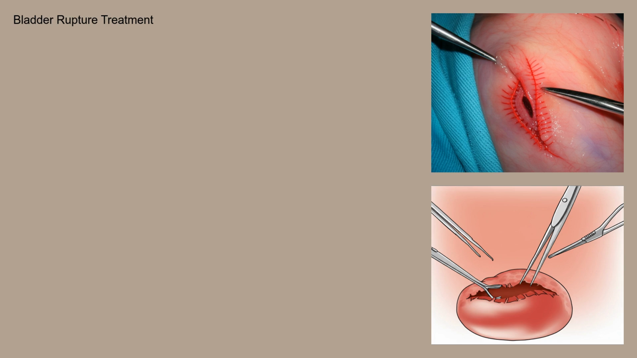Treatment for bladder rupture depends on the type and severity of the injury. Intraperitoneal ruptures typically require surgical repair, where the bladder wall is sutured closed to prevent further urine leakage. Extraperitoneal ruptures, particularly simple ones, may be managed conservatively with bladder drainage using a Foley catheter for several weeks to allow the bladder to heal on its own. Complex extraperitoneal ruptures, especially those associated with significant pelvic fractures, may also require surgical intervention. Antibiotics are often administered to prevent or treat infections. Pain management is also an important aspect of treatment.